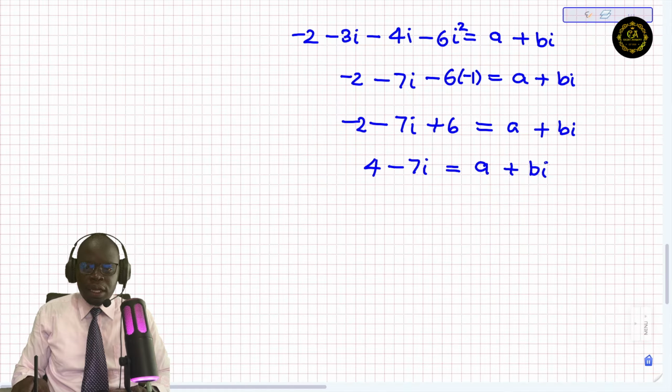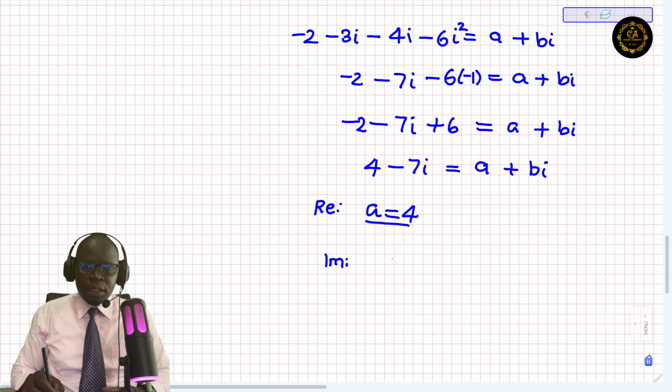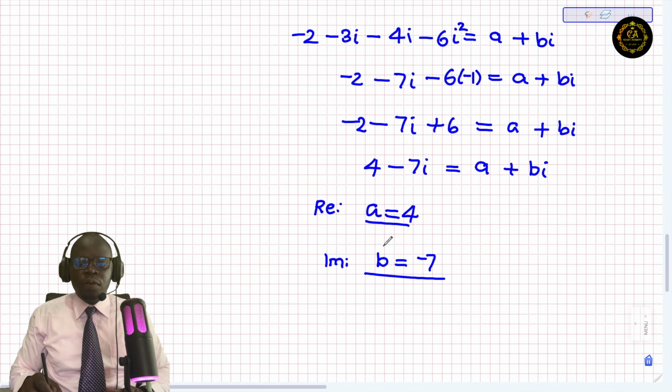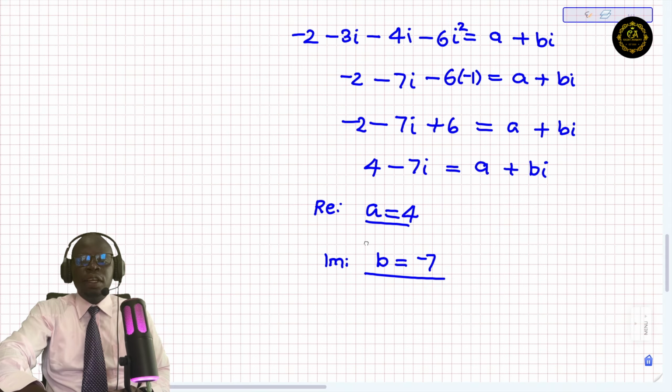Now taking the real parts together, this time I'm using two letters, we'll have a and 4 are the real parts, so a must be equal to 4, and for the imaginary part, our b is equal to negative 7. So the value of a is 4, meanwhile the value of b is negative 7.